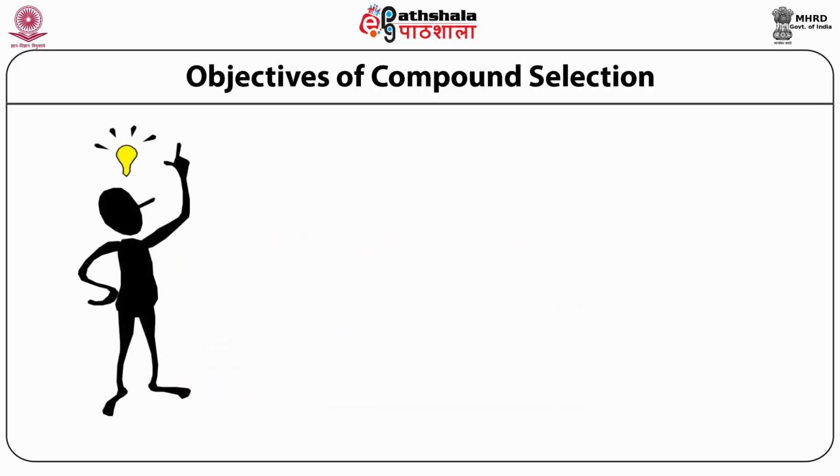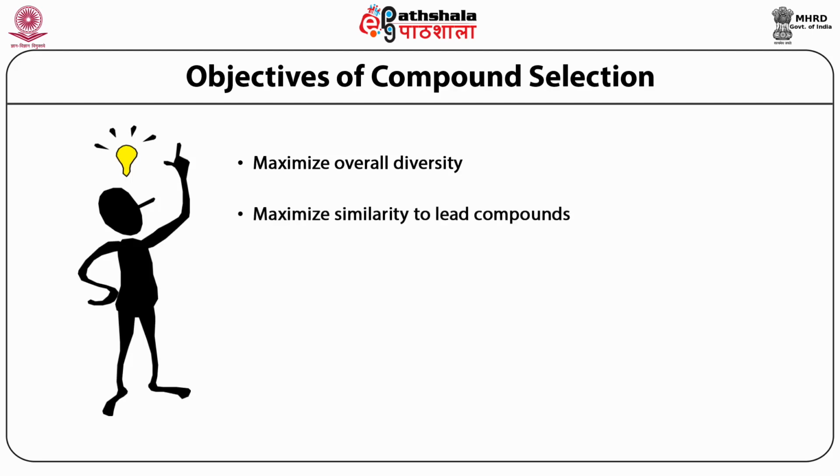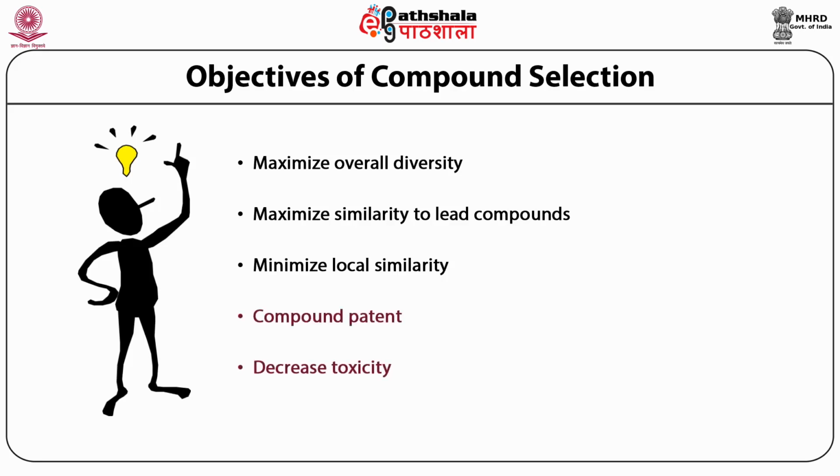The objective of compound selection is to maximize the overall diversity. The reason is that diverse chemicals give us the chances of lead hopping. Also, in future, when processing compounds for problems of bioactivity or toxicity, this can be looked at at this level. It should also maximize the lead compound similarity, and it should not have many compounds of similar types. Also, there are two other issues which I'm not addressing this time: avoiding patent problems, as well as decreasing toxicity.